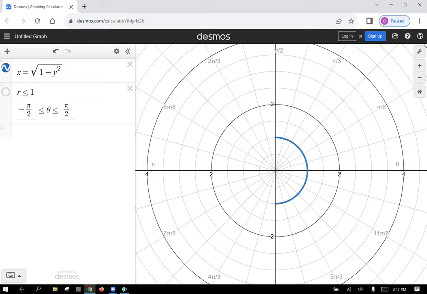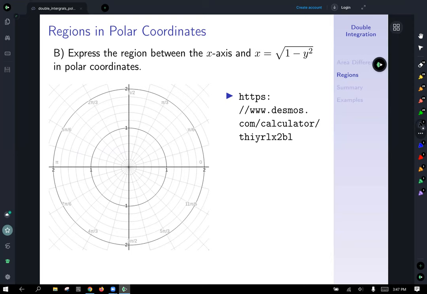So x is equal to the square root of 1 minus y squared is sort of the right hand hemisphere of the unit circle, if you will. And if you plot this on a polar grid, I think it becomes relatively easy to see. But let's go back and sketch this on the paper. All right, so now I know that this is that part of the circle. That's what we're given from this equation. Okay, so it's the region between the x-axis and this.